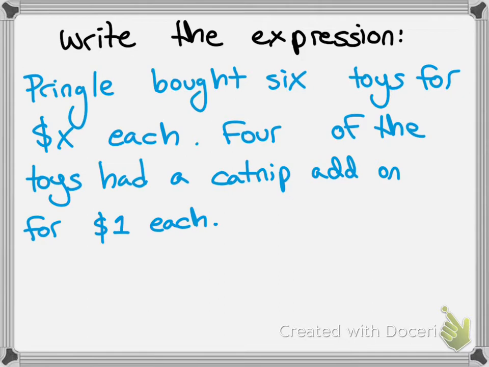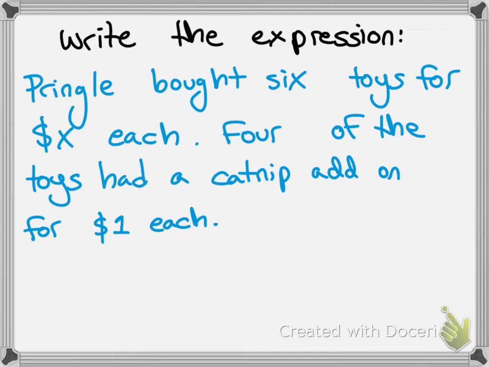And on the last one, I want you to write this expression. Pringle bought 6 toys for X dollars each. 4 of the toys had a catnip add-on for $1 each. So I want us to write that. I'm going to give us a hint. It's probably going to look a little bit like grouping.